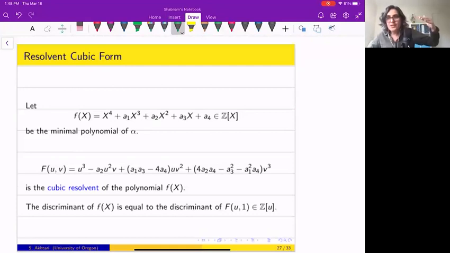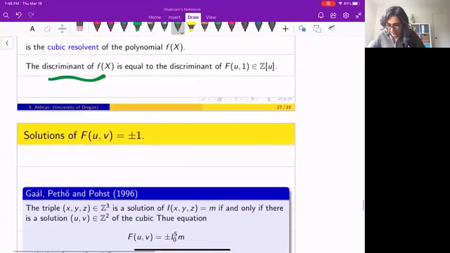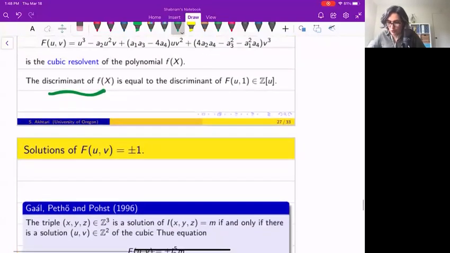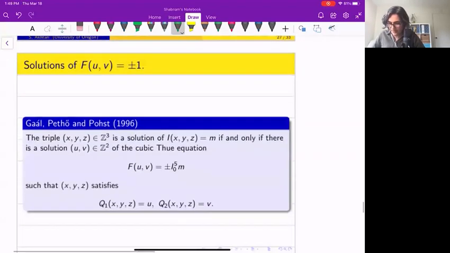And you can calculate the discriminant. A very nice property of the cubic resolvent form is that it preserves the discriminant. It has the same discriminant as your original number alpha and its minimal polynomial. And so therefore, you got from an alpha with discriminant D to a cubic two equations of the same discriminant.